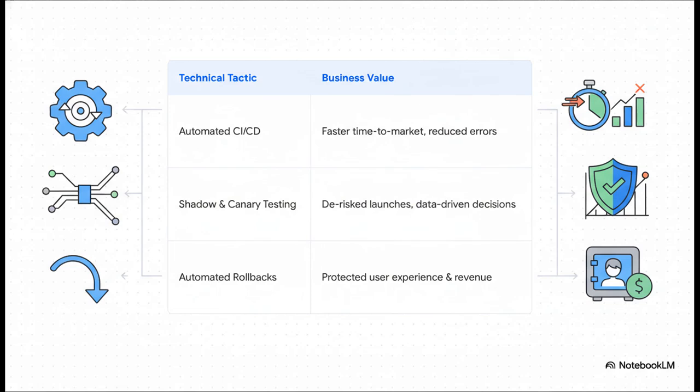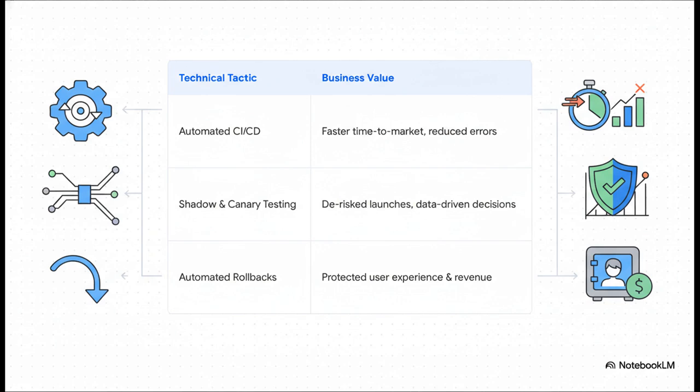And this table really brings it all home. Every single technical tactic we talked about maps directly to real business value. The automated CI/CD, that means faster time to market and fewer errors. Shadow and canary testing, that means de-risked launches and decisions based on data, not guesses. And those automated rollbacks, they're literally protecting your user experience and your revenue.